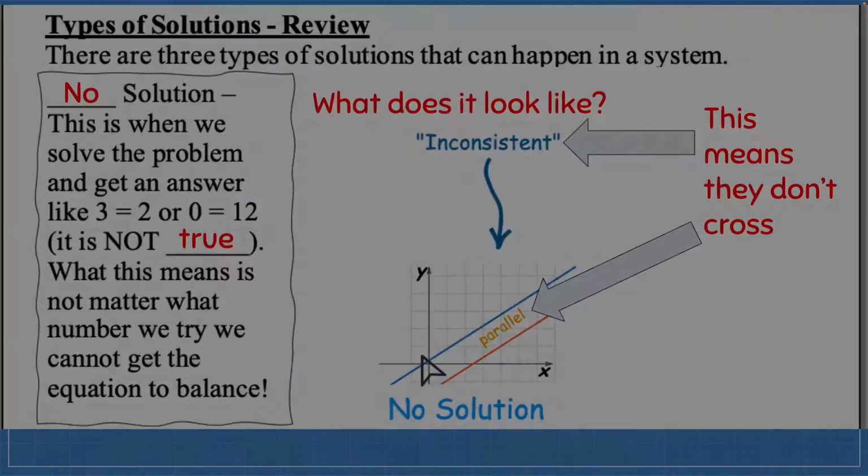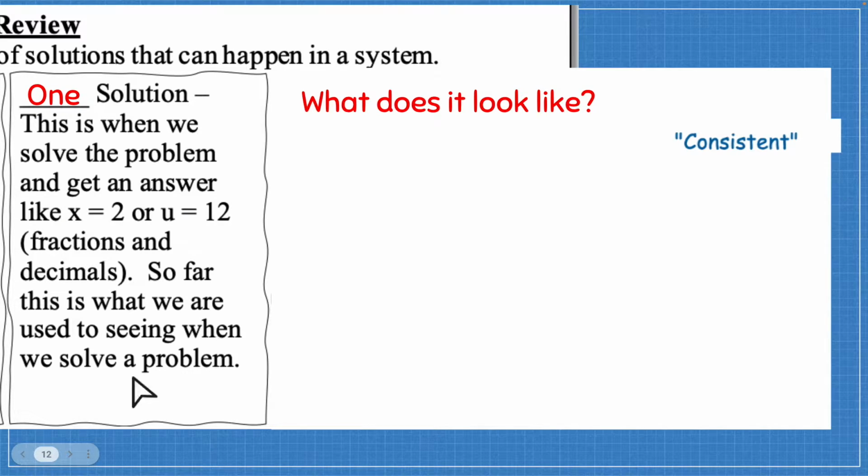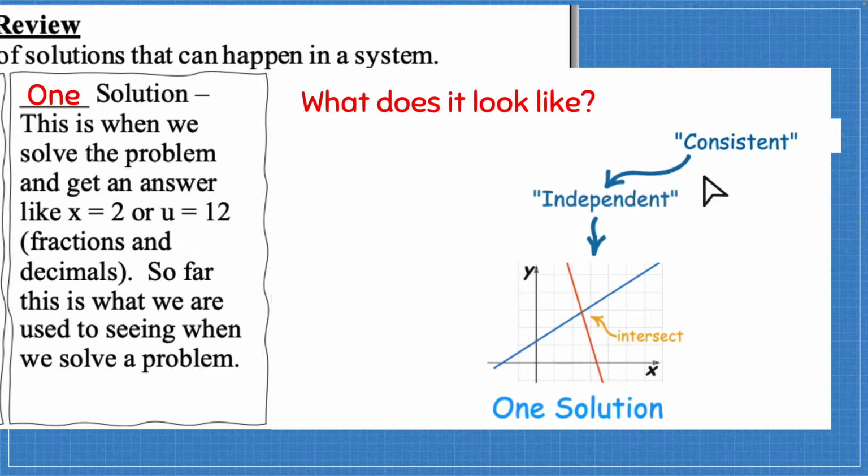The second type of solution is one solution. We'll look at what it looks like in just a minute. This is when we solve a problem and we get an answer like x equals 2 or y equals 12. We can also have fractions or decimals in this situation, but so far this is what we've been used to seeing. It means it has one specific solution. It's one spot where these two lines will come together. So this is a consistent solution, meaning the lines do cross. So remember, inconsistent means they don't cross, consistent means they do cross.